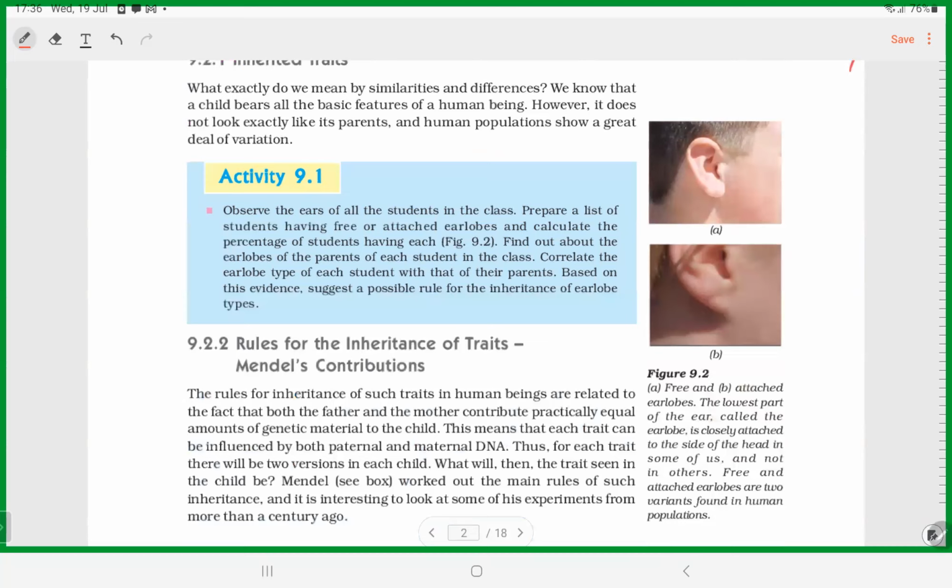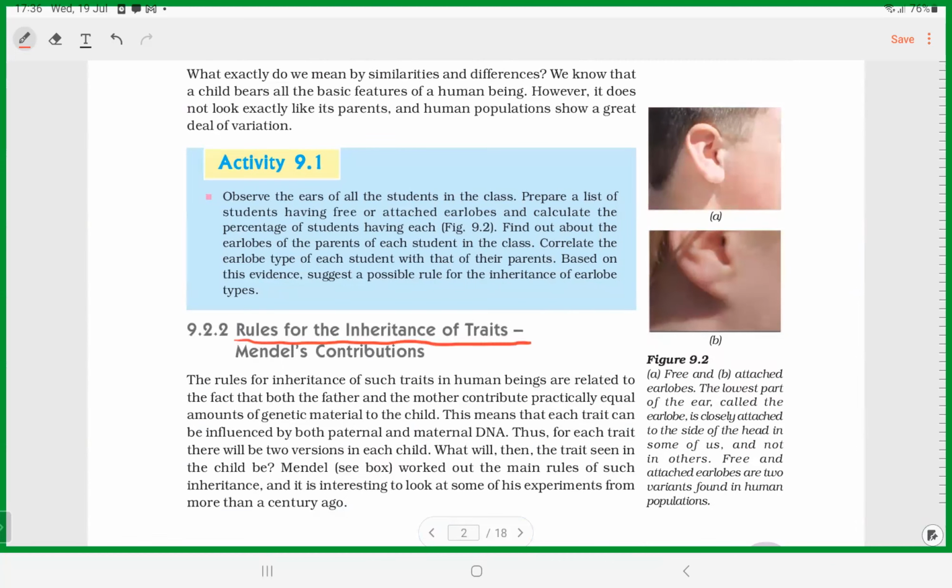They have given you a task here. Observe the ear lobes of all your students in the class. Prepare a list of students having free and attached ear lobes. Calculate what percent are free. Look at that, this is a free ear lobe. Can you see? That's free. And this is attached. Free and attached, two types of ear lobes.